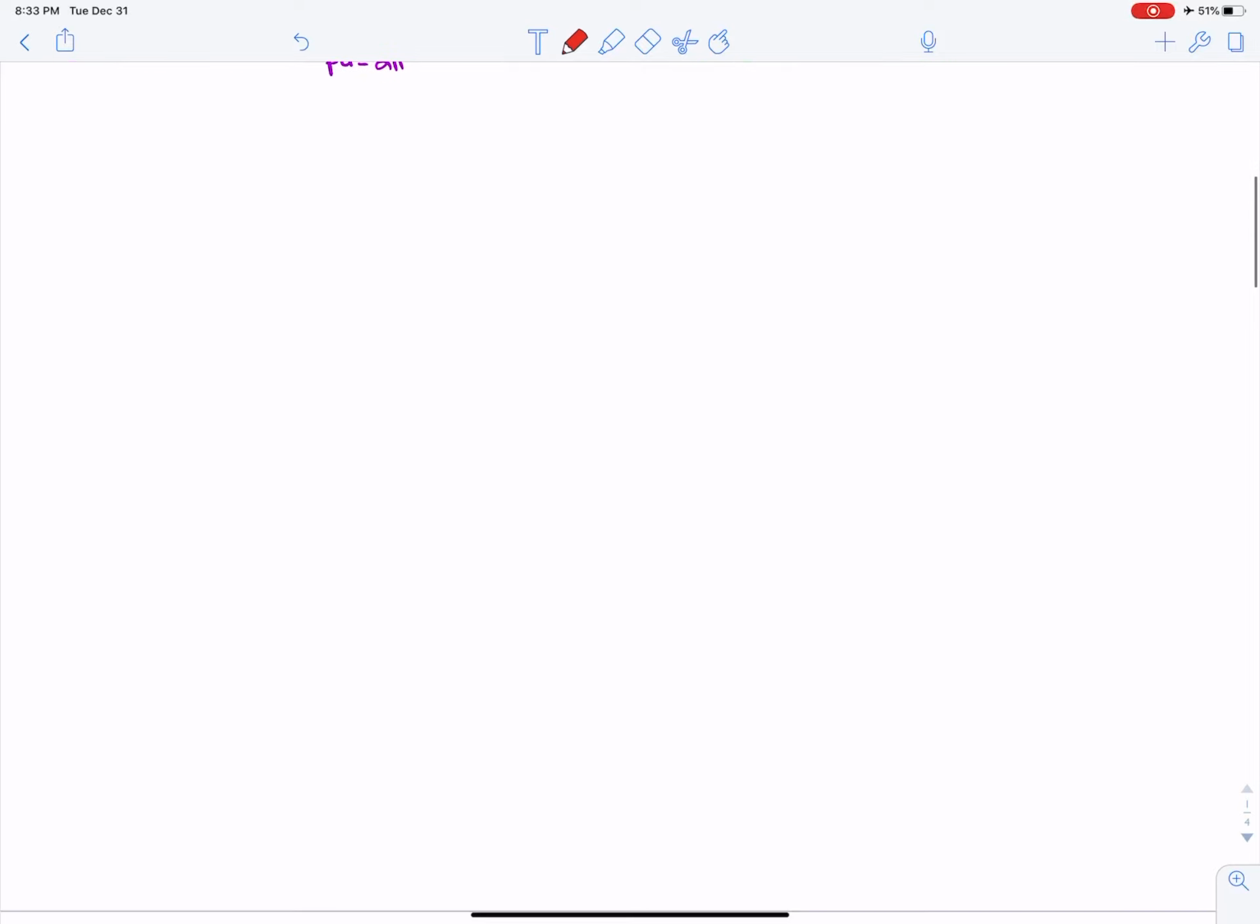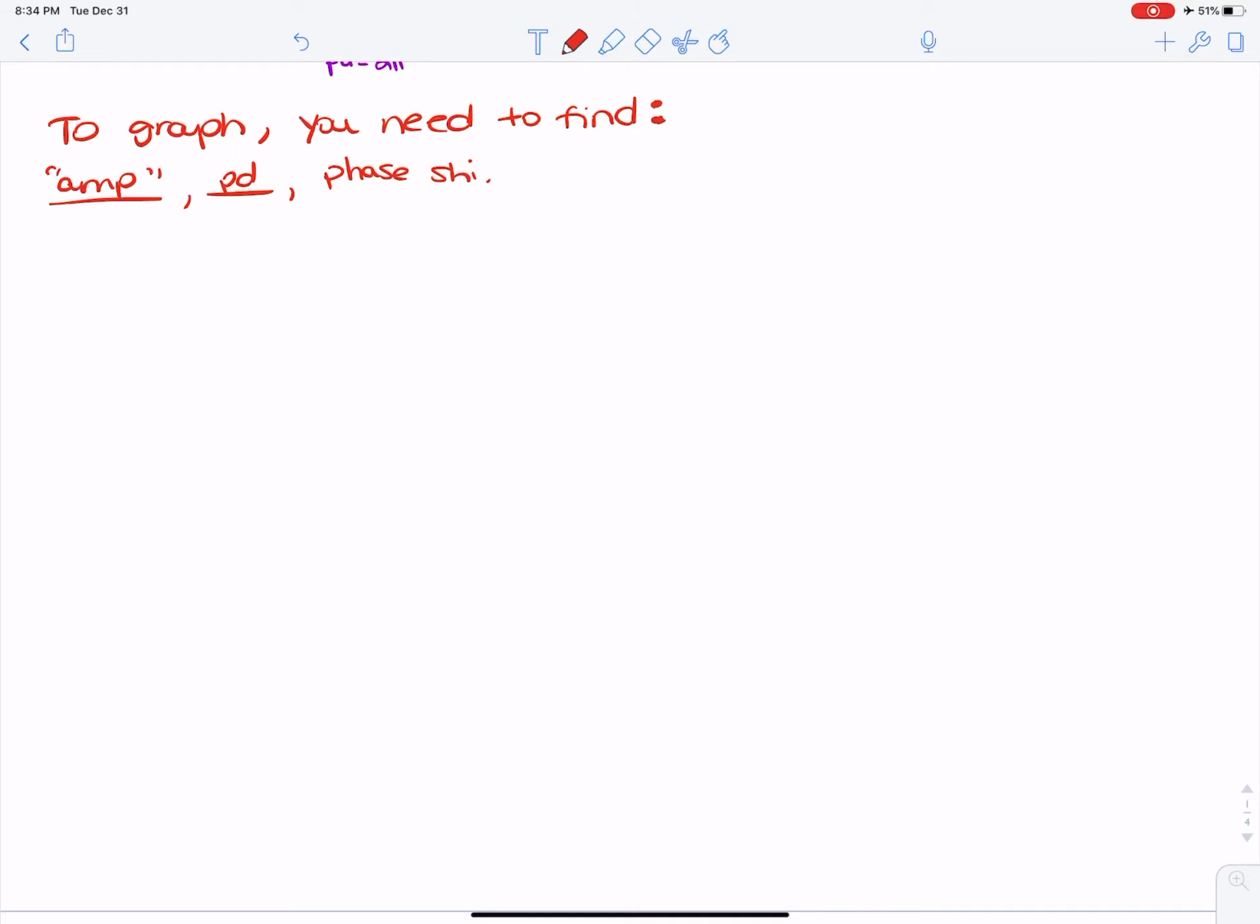Examples. Or first, to graph, you need to find the amplitude, period, phase shift, vertical shift, and 2 vertical asymptotes. Why do we need to find the 2 vertical asymptotes?